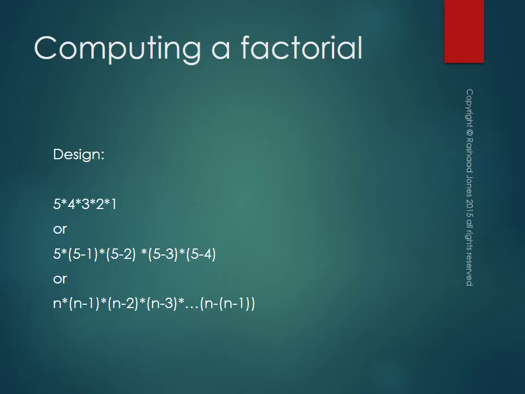And to make this in a very general sense, it's going to be n multiplied by (n minus 1), multiplied by (n minus 2), multiplied by (n minus 3), all the way up until I get to my terminal state, which is n minus (n minus 1). So this is how we compute a factorial. Now I just need to write a solution that implements this design.